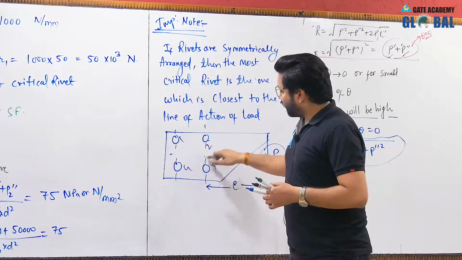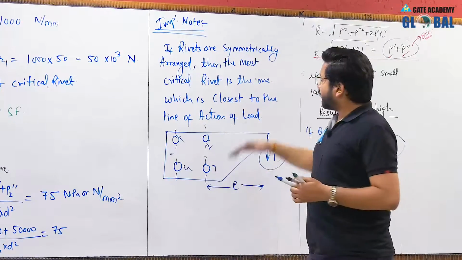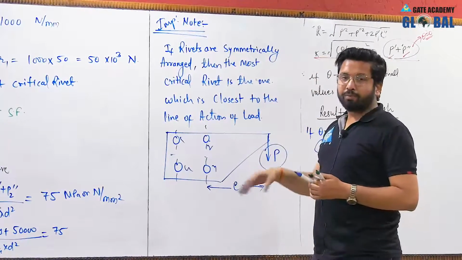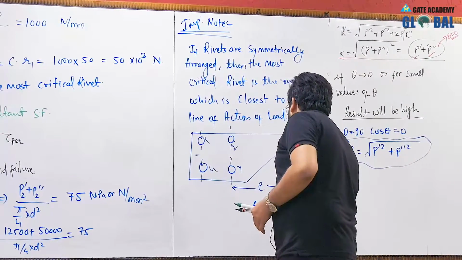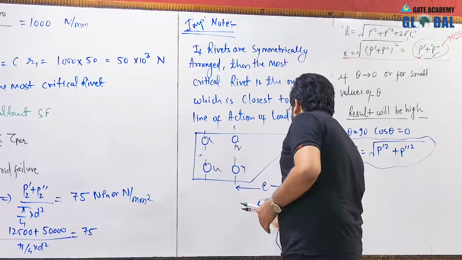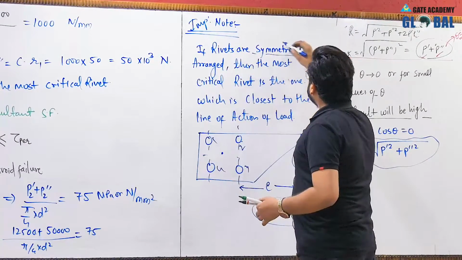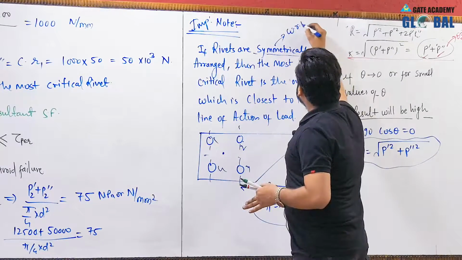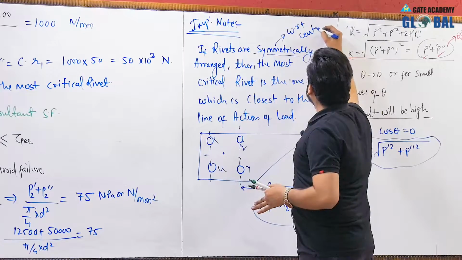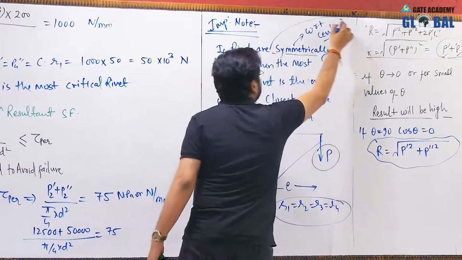We will be able to calculate which of the rivets is most critical. But the concept which I have delivered will be more helpful if the radial distances R1, R2, R3, R4 are all equal. That means a symmetrical arrangement with respect to the center, or with respect to the centroid. Now, why am I saying that with respect to the centroid?